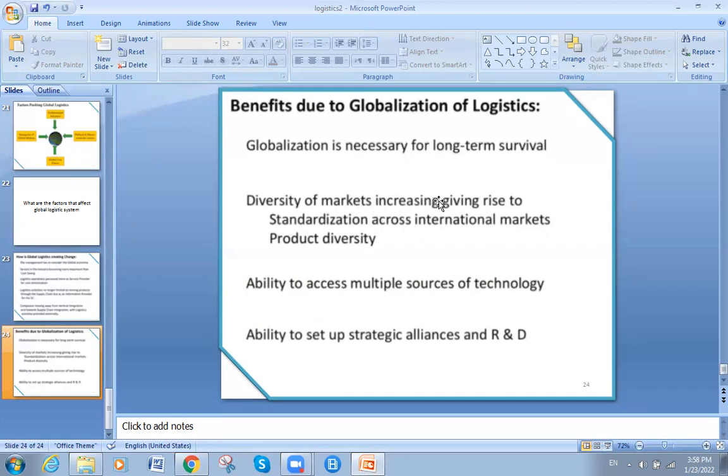Diversity of markets, increasingly giving rise to standardization across international markets, product diversity. So the diversity which is happening in all the markets, different kinds of goods, different kinds of services, all this will make it very important and enhance the role of the global logistics system. Ability to access multiple sources of technology and the ability to set up strategic alliances and research and development in many countries. Now I will go and take another slide.